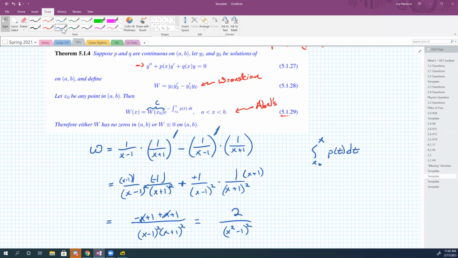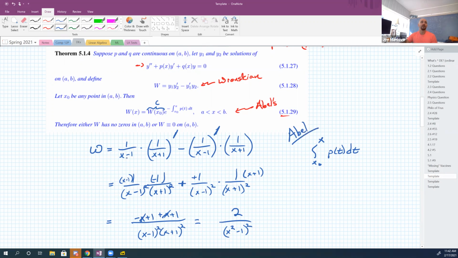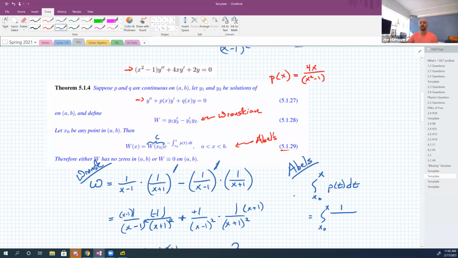Okay, so now my integral that I'm considering for Abel's, I have the Wronskian on this side and Abel's over here. So to do Abel's, I've got my integral set up. That needs to be the integral from x naught to x of, and then I need to go get my function p. My function p has a 4t on the top, and on the bottom it has a t squared minus 1, and I need a dt here. Pretty good with this?